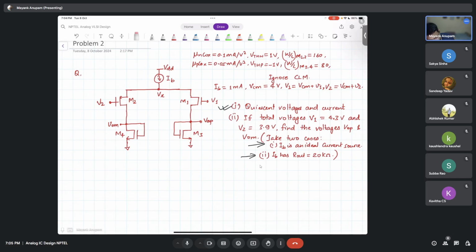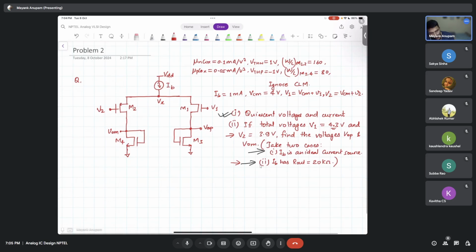But in this case, I want you to take two cases wherein IB is an ideal current source, and IB also has some Rout, which is, let's say, 20 kilo ohm. So what will happen in that condition? What do you expect? If IB is an ideal current source and you have applied 3.9 volts and 4.3 volts, what is going to happen?